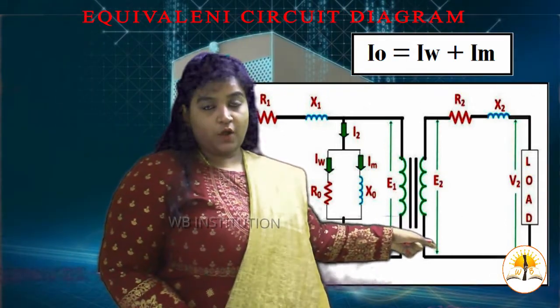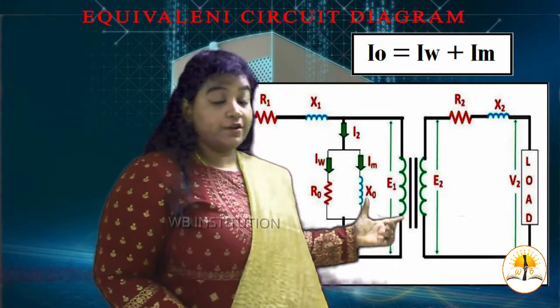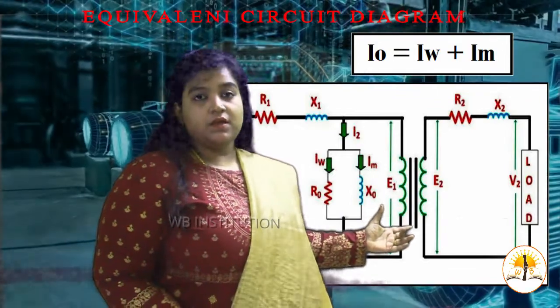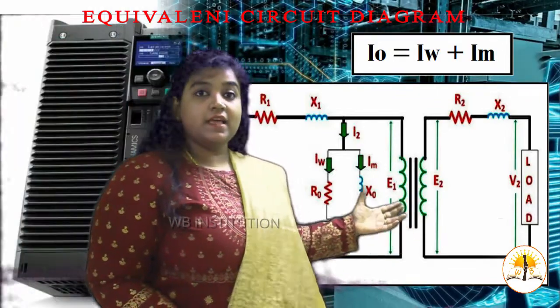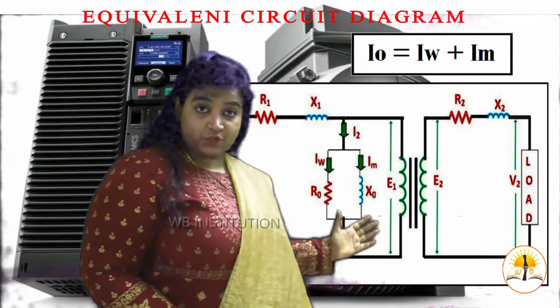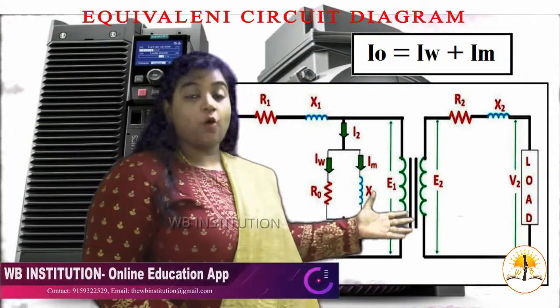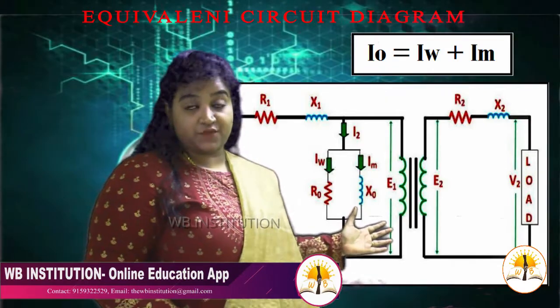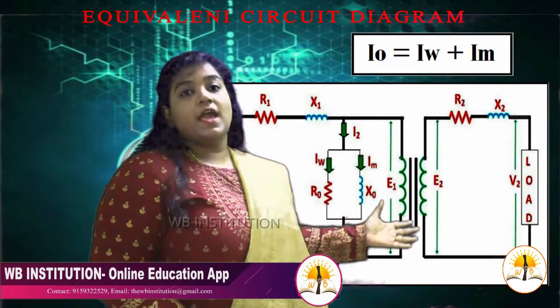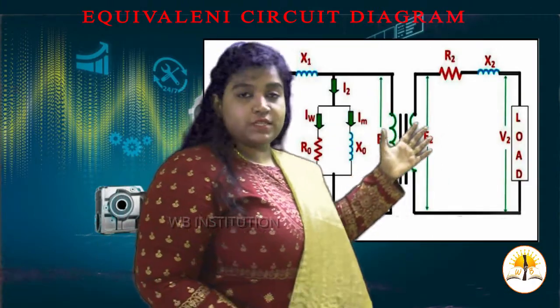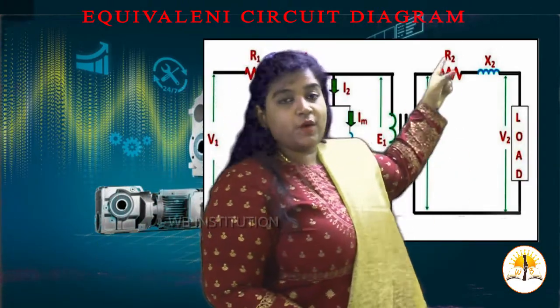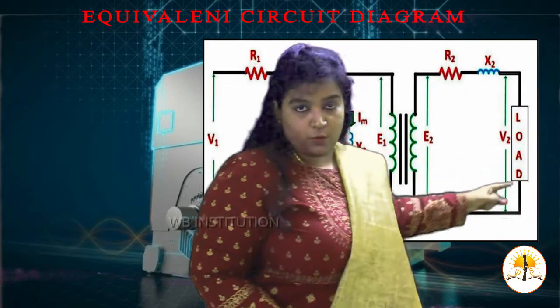Got it? Already I told you that leakage flux is nothing but a flux which links any one side of a transformer, any one leg or any one side of a transformer. Leakage flux is a flux which links any one side of a transformer. Now, current flows in the secondary coil through R2 and X2 over the load.